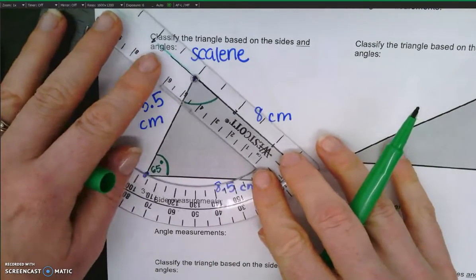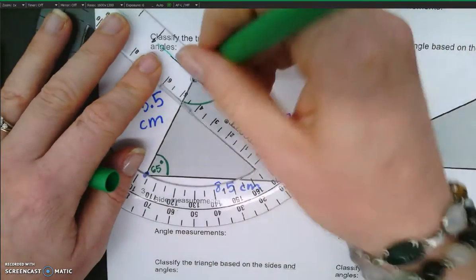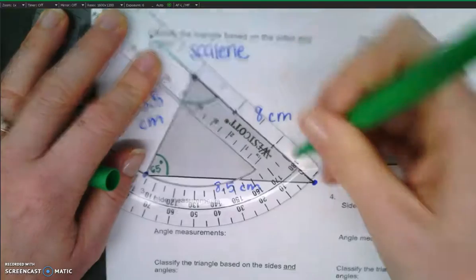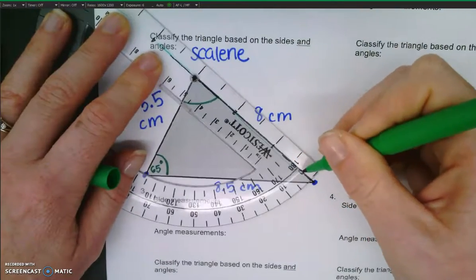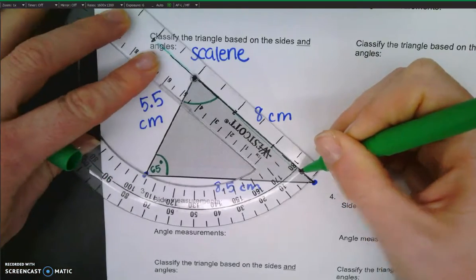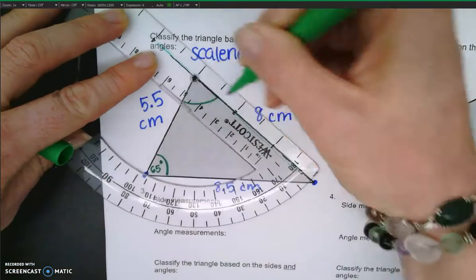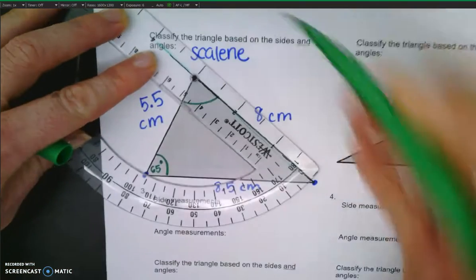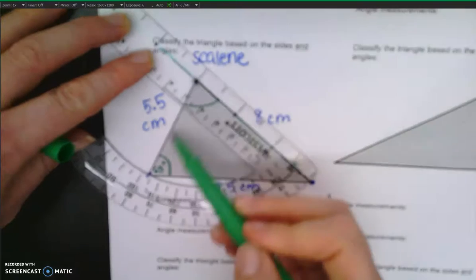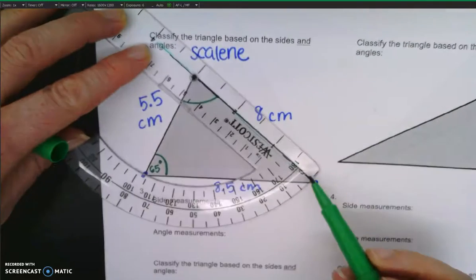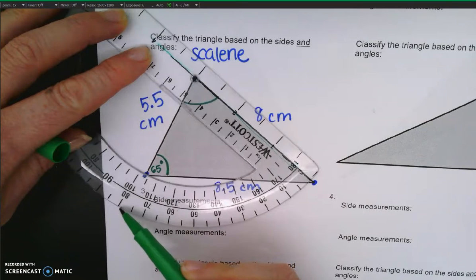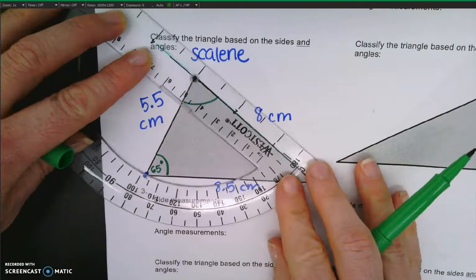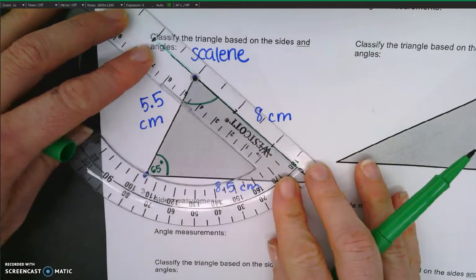I'm going to line up my vertex with the center point. I'm going to make sure that this line lines up with the 0. I notice my 0 is on the outside. So I'm going to swoop all the way across this angle. And I notice that this ends up, and again, I'm using my outside numbers, looks like it's almost at 80 degrees. Practically at 80 degrees.